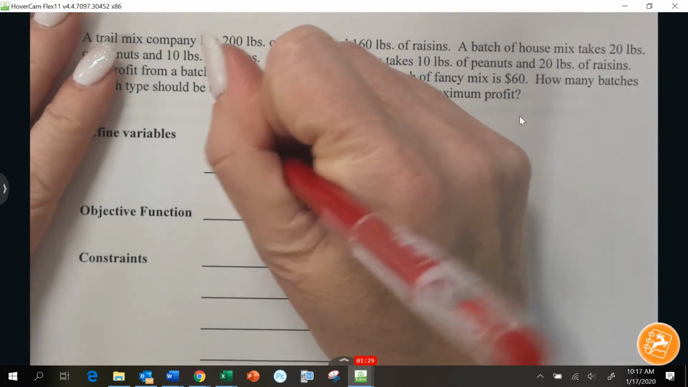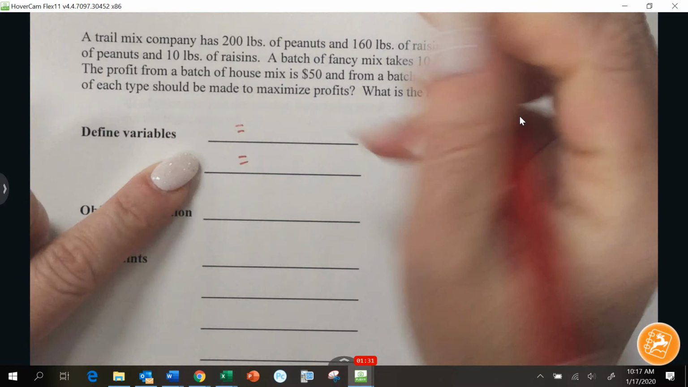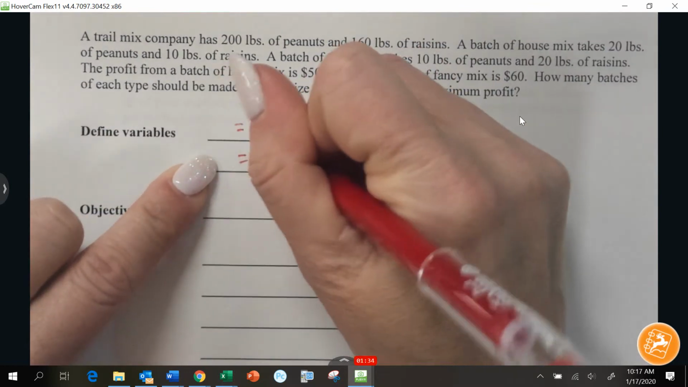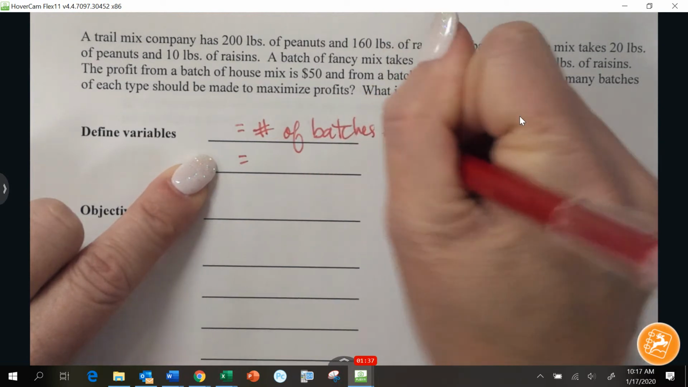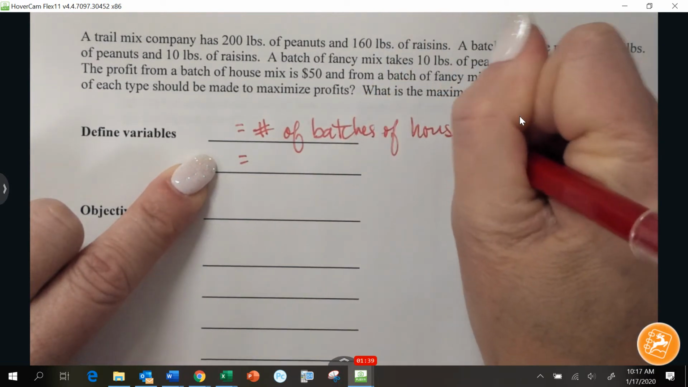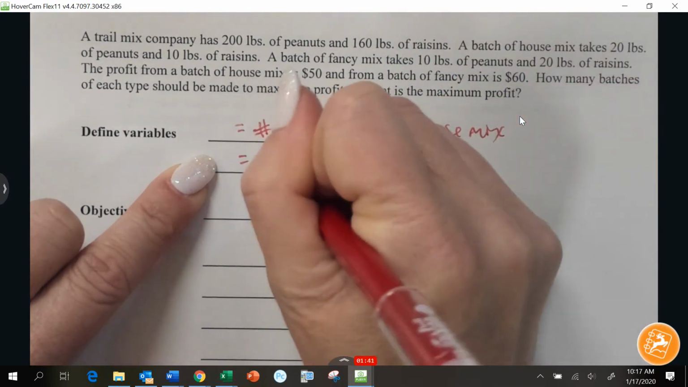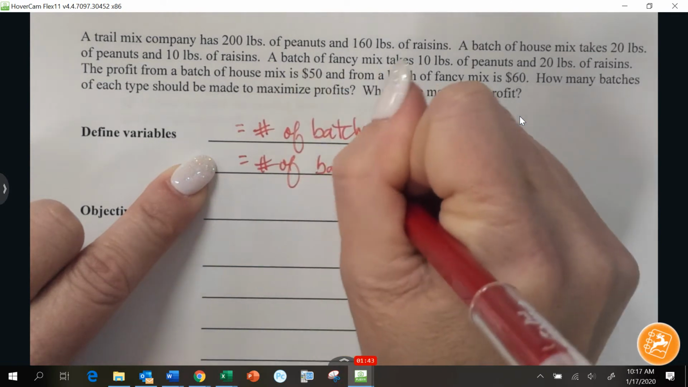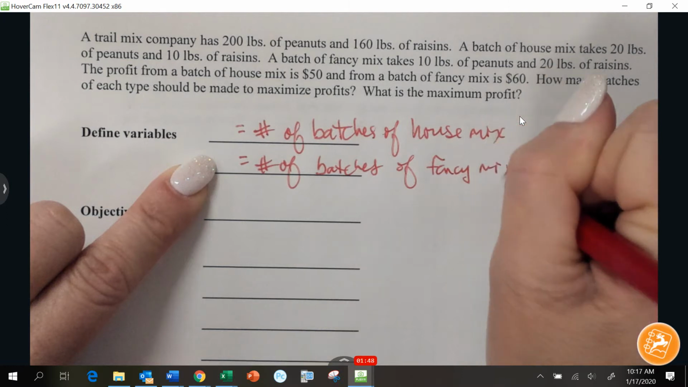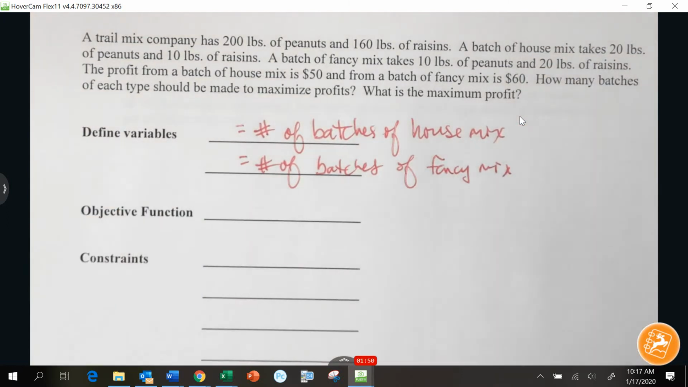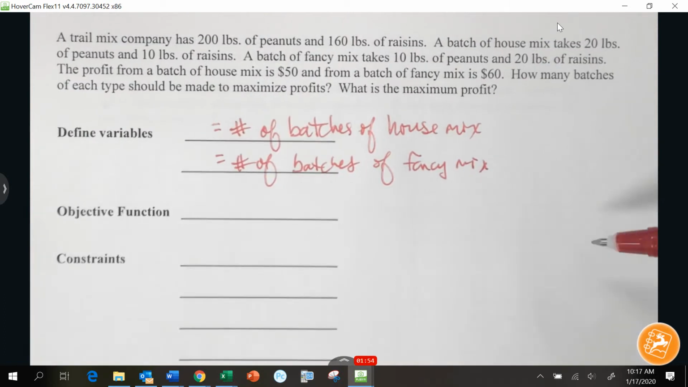So I didn't put a letter with it yet, but I'm going to define them by saying the number of batches of house mix and the number of batches of fancy. Now the variables that we use can be whatever letters you want. You could choose H and F. You could choose X and Y, A and B. It doesn't really matter.